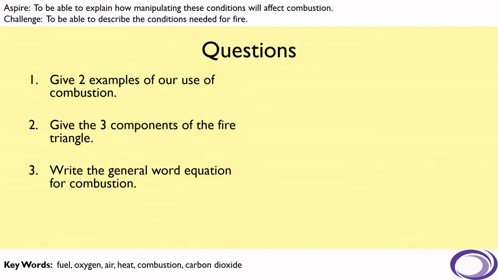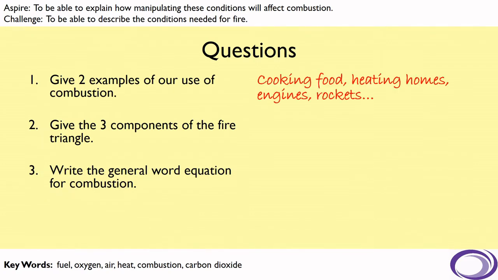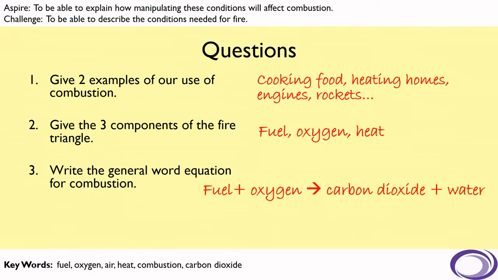So 2 examples of our use of combustion are cooking food, heating homes. You could have listed any of the examples we had in the previous slides. The 3 components of the fire triangle are fuel, oxygen and heat. And the general word equation for combustion is fuel plus oxygen forms carbon dioxide and water.